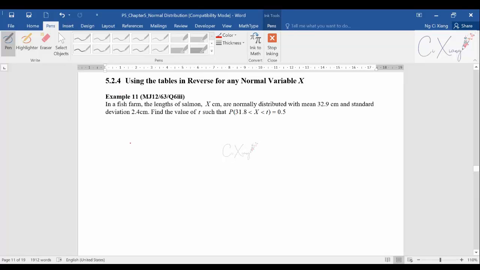For example 11 and example 12, I will only discuss example 11 with you. Example 12, please try out on your own. It is quite similar to what we have here.